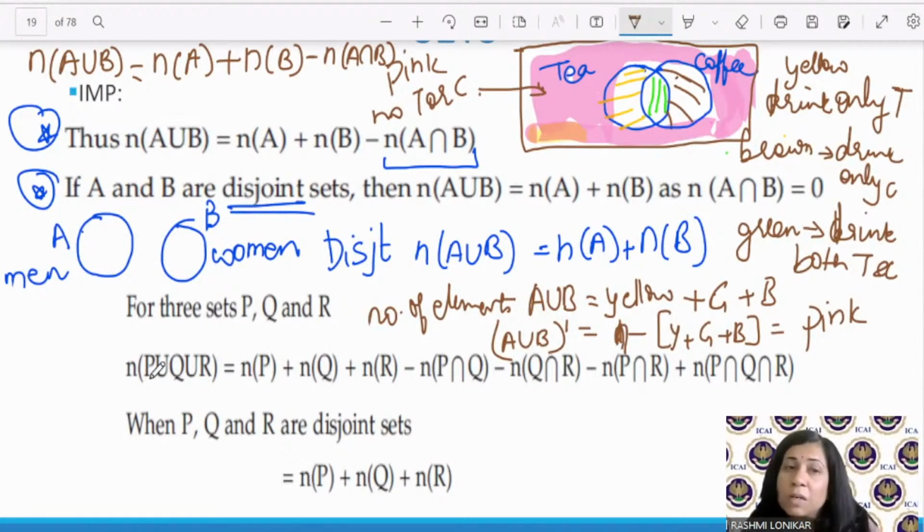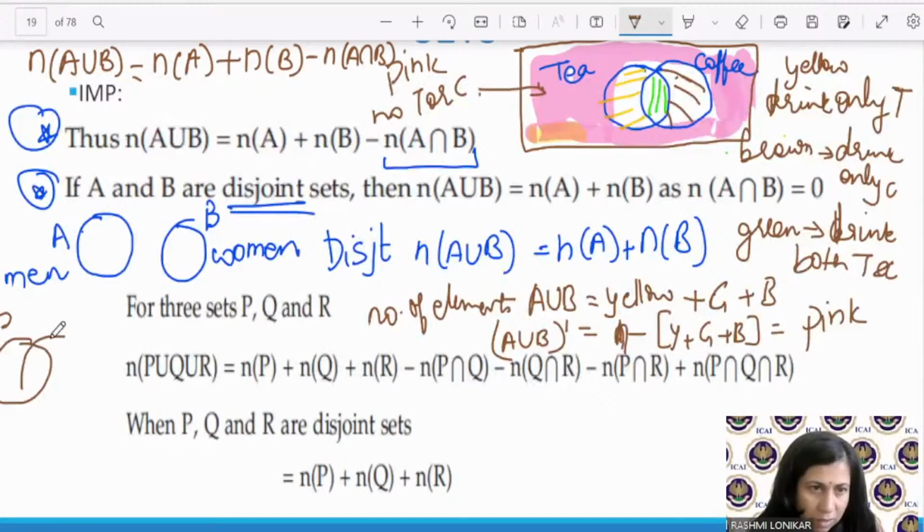You can similarly do it for 3 sets. For 3 sets, let us have this A, this is P, this is Q, and then you have R.